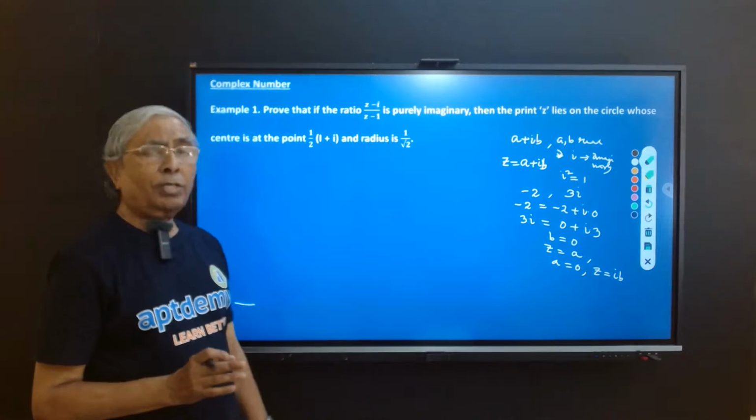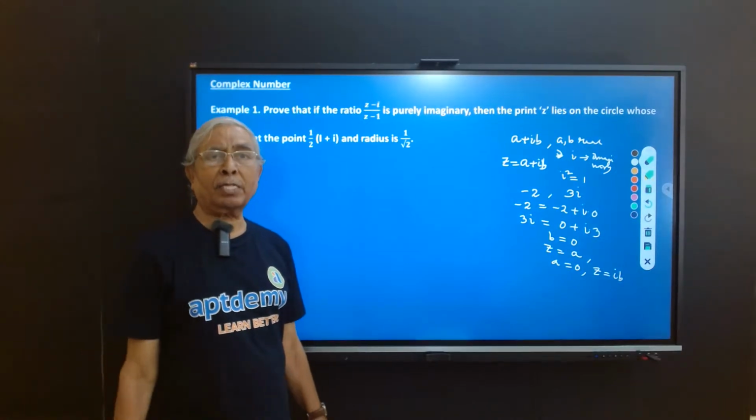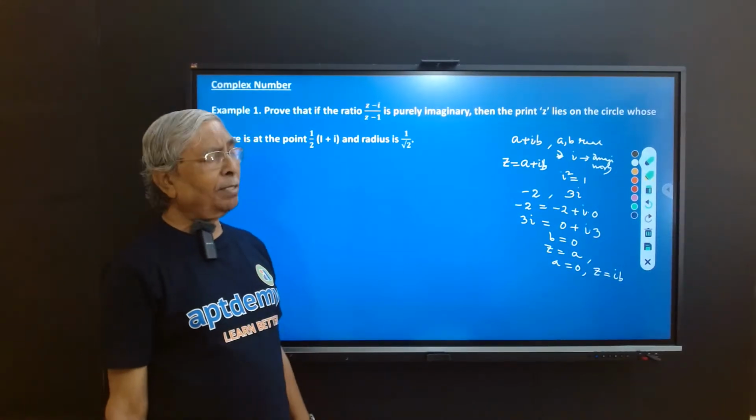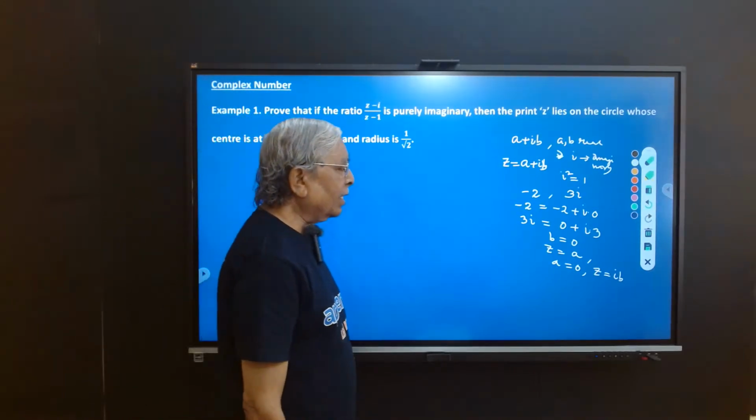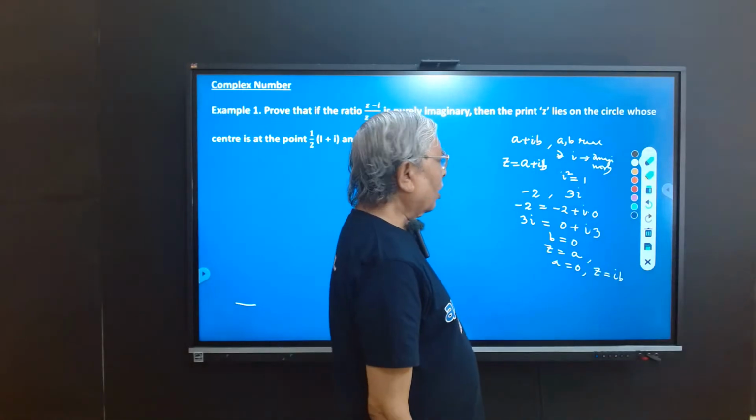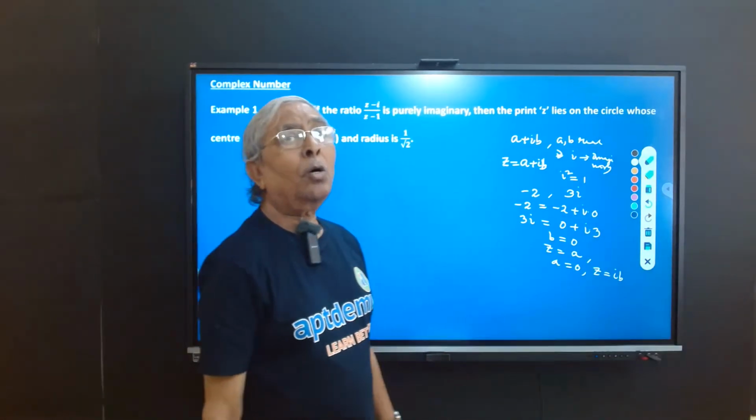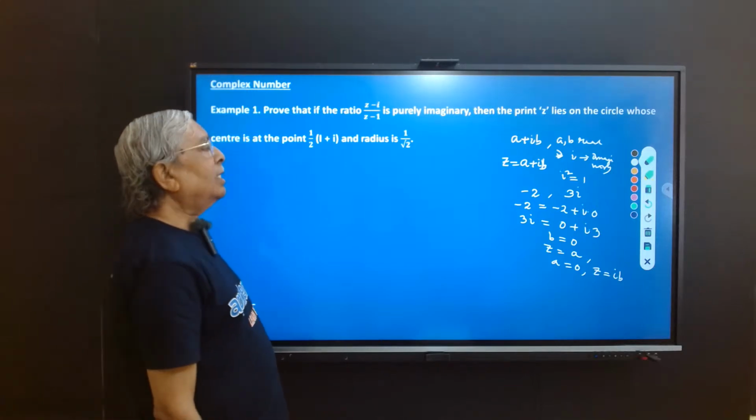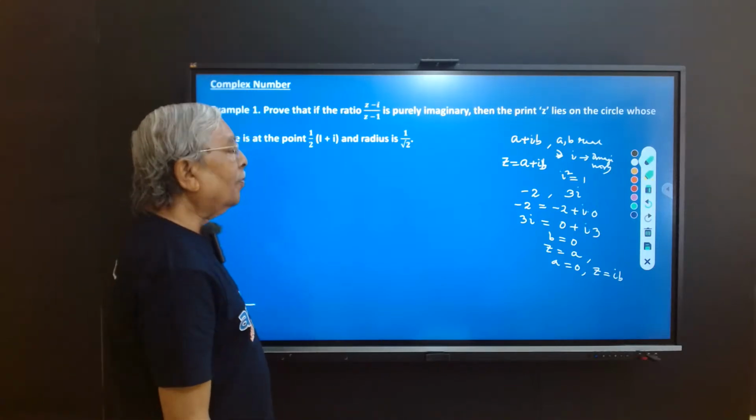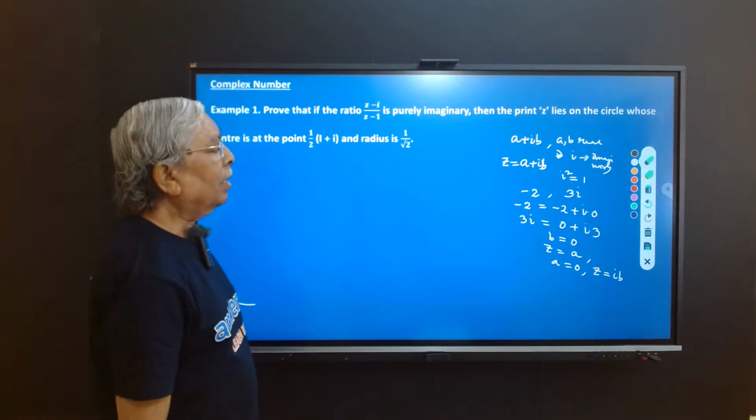So just to define what do you mean by a complex number? The number that can be written in the form a plus ib, where a, b are real, i is an imaginary number, is known as the complex number. And what is the real number? If the imaginary part is 0, then it is a real number, and if the real part is 0, then it is an imaginary number.